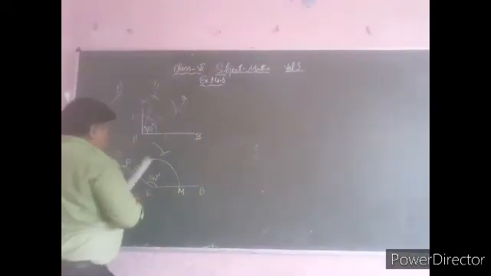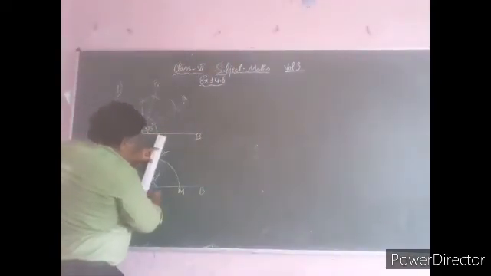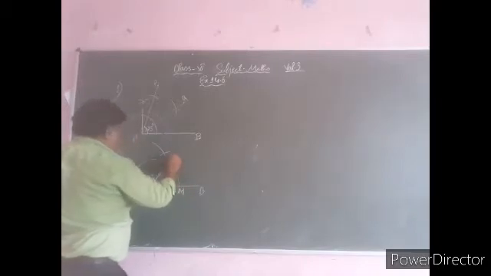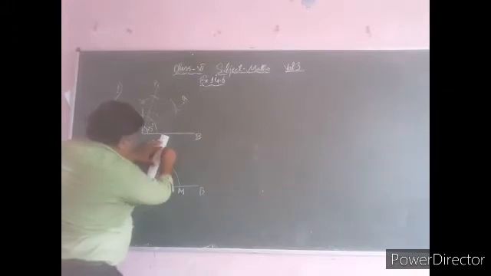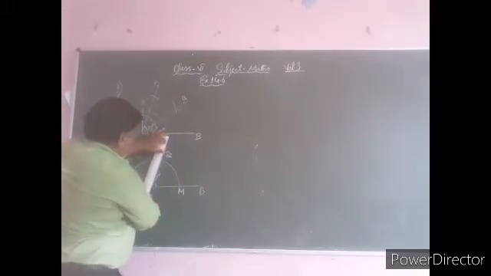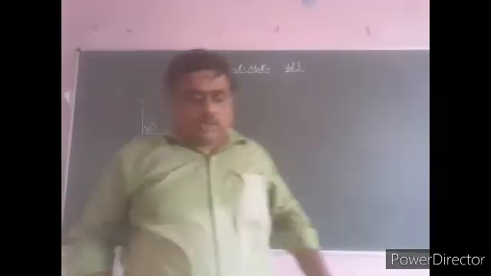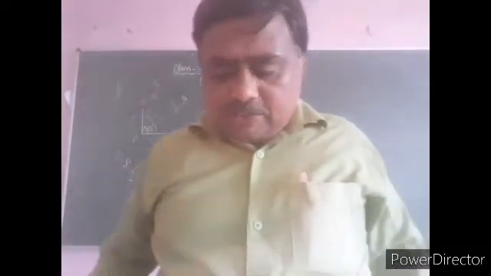Let it intersect at Q, join QA. So QA is the bisector.